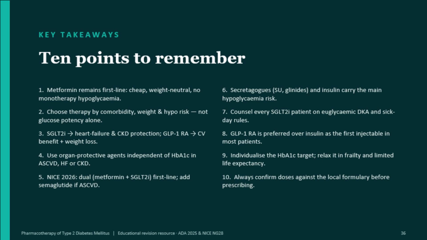Secretagogues and insulin carry the hypo risk. Counsel every SGLT2 patient on DKA and sick days. GLP-1 beats insulin as the first injectable. Individualize the target, and always confirm the dose against your local formulary. That's the whole deck in 10 lines.